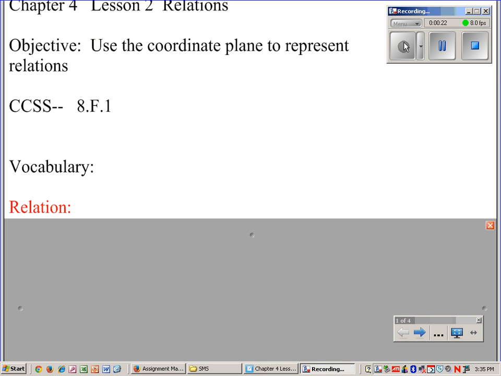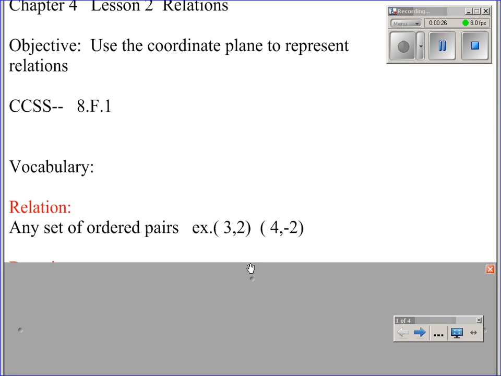Our first vocabulary word is relation, and relation is any set of ordered pairs. So an example for an ordered pair would be either 3, 2 or 4, -2. Once again, you can pause the video to write down the definition, and once you're ready, restart the video.